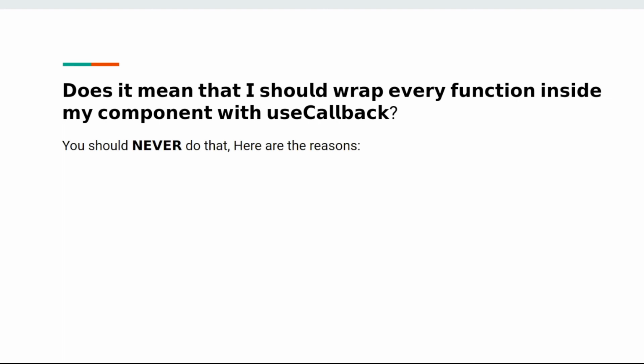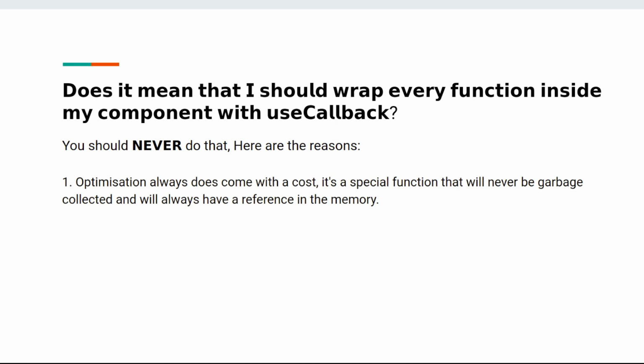You should never do that. Why? Because optimization always comes with a cost, right? It's a special function that will never be garbage collected. So guys, whenever your component is re-rendering, a new function is created and the old function is garbage collected. But here the case is you are using a function which is never going to be garbage collected, and still it will have a reference in the memory. So in terms of memory, it is going to be an overkill.